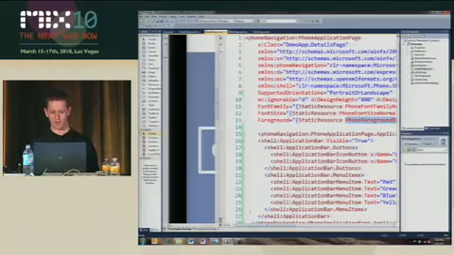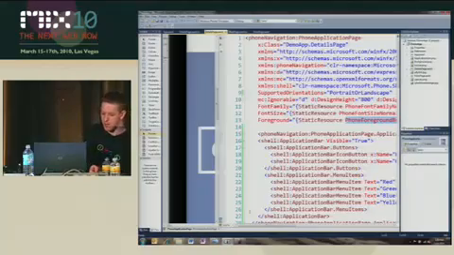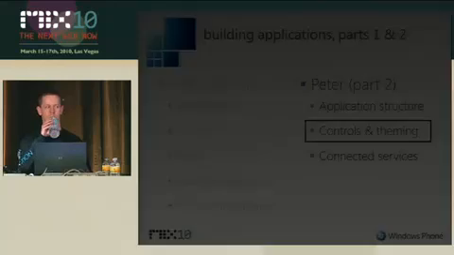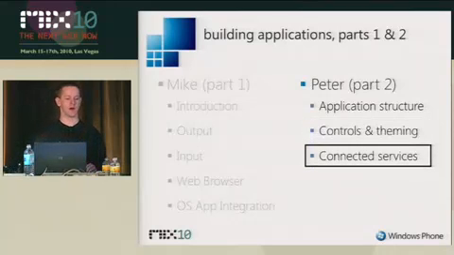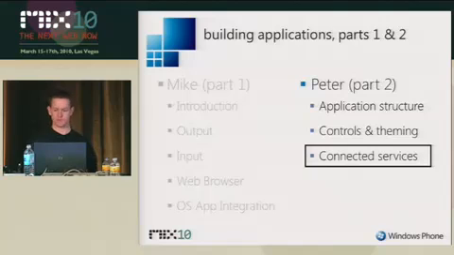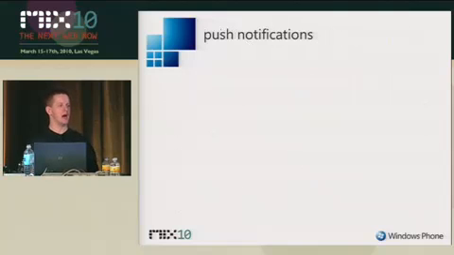So that's a quick run through of some of the nuances of controls and how you can use theming in controls and how you can also use theming in your app. So back to our PowerPoint. And on to the final section for today, which is connected services. And I'm going to talk about two. One is push notifications, and one is location.